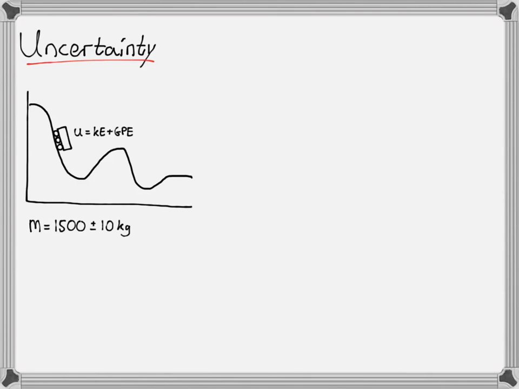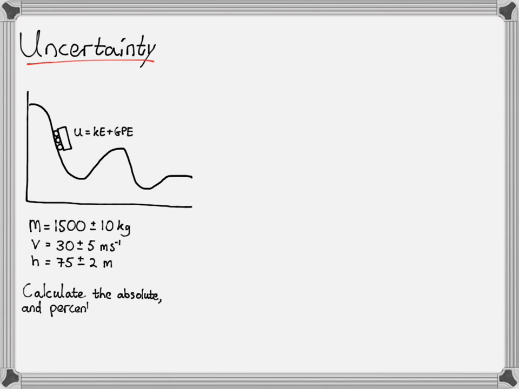The mass of the roller coaster is 1500 plus or minus 10 kg, velocity is 30 plus or minus 5 meters per second, and the height that the roller coaster is currently at is 75 plus or minus 2 meters. So what if I asked you to calculate the absolute and percentage uncertainty in U, the total energy? Well, first of all, the kinetic energy is just equal to a half mv squared. So if I fill in all my values for that, I get that the kinetic energy is 675,000 joules.